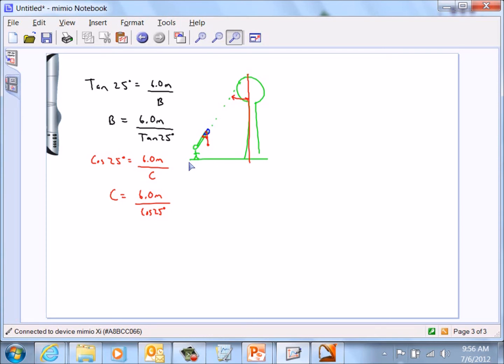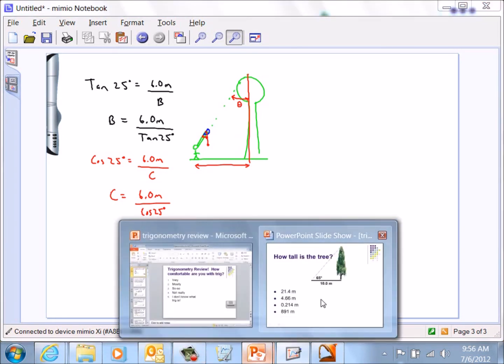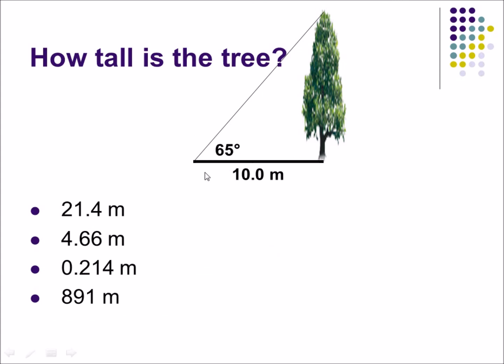All right, so I knew this distance, and I knew this angle up in here. So very similar to the problem we're looking at right here. So let's go back to it. Assuming you know that angle and that side, go ahead and see if you can work out the height of the tree. The height of the tree is the opposite side of the triangle.